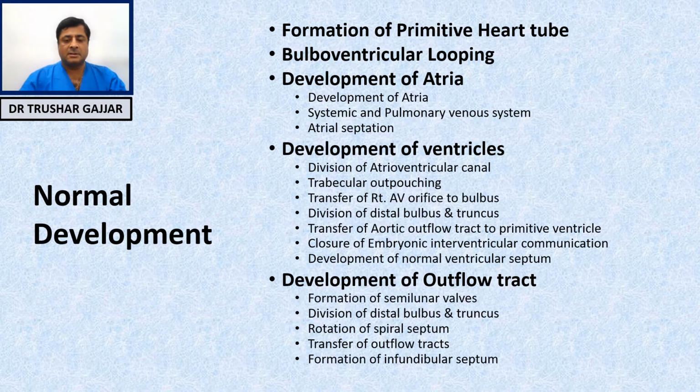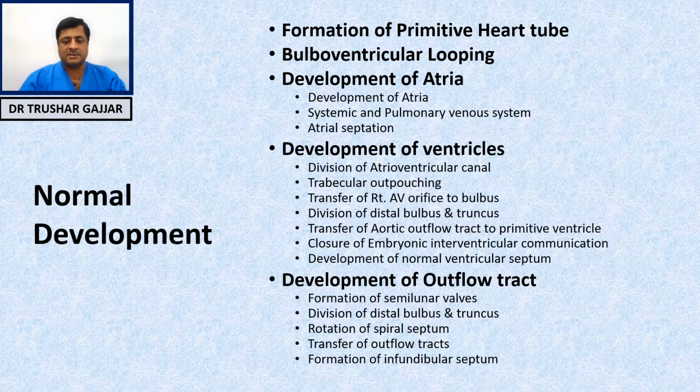With this, there is a division of the distal bulbus and truncus, and formation of the outflow tract by regression of the inner curvature of the heart, which leads to the primitive ventricle coming in contact with the posterior outflow tract. Then, with the progression, there is a closure of the embryonic interventricular communication, and there will be development of the normal ventricular septum.